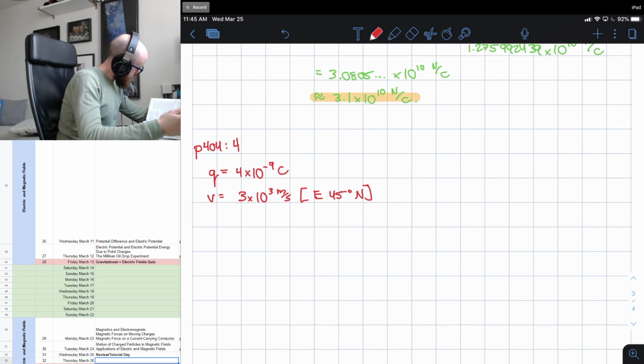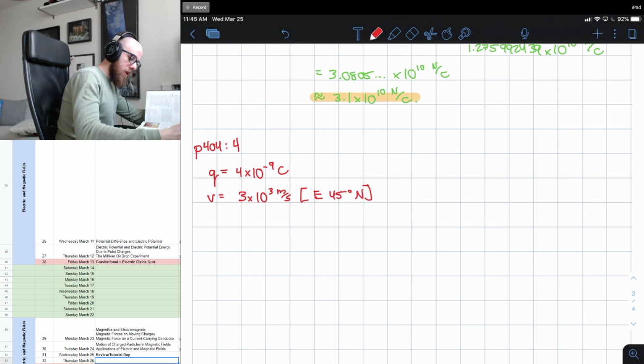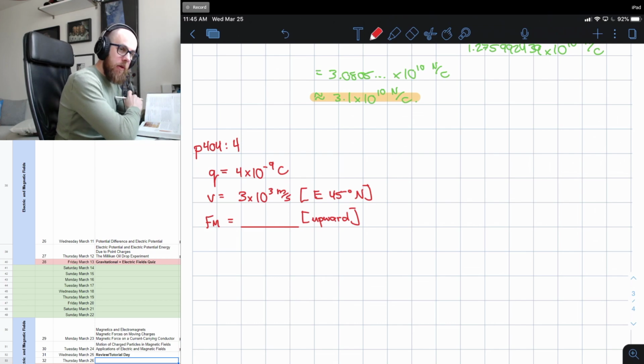A uniform magnetic field exerts a force directly upwards. So the Fm experienced by this particle, do we know what it is? Doesn't seem like we actually know what it is. We just know it points upward. So we don't know the magnitude, we just know the direction of the magnetic force.